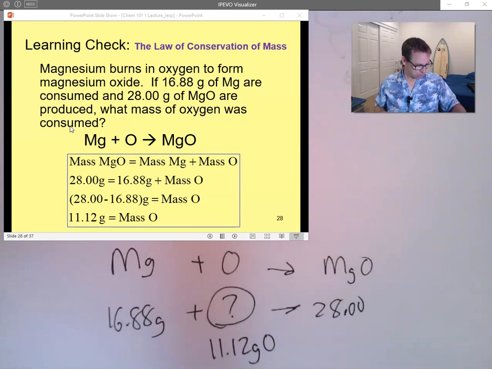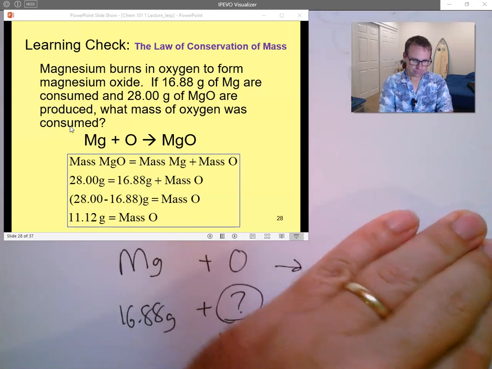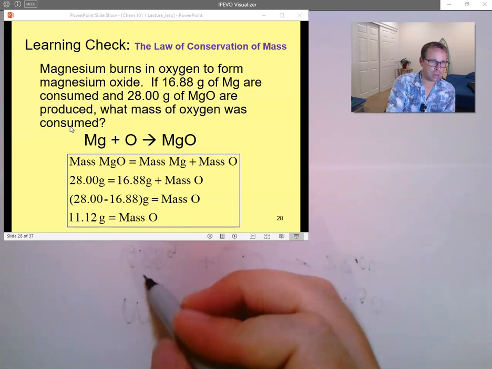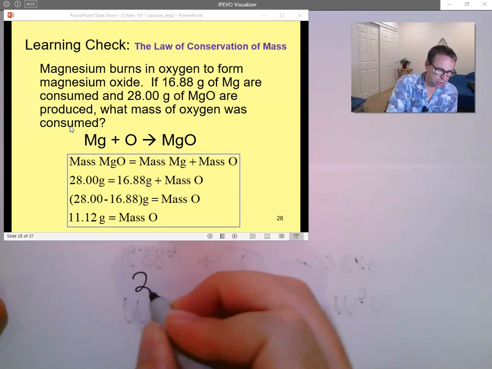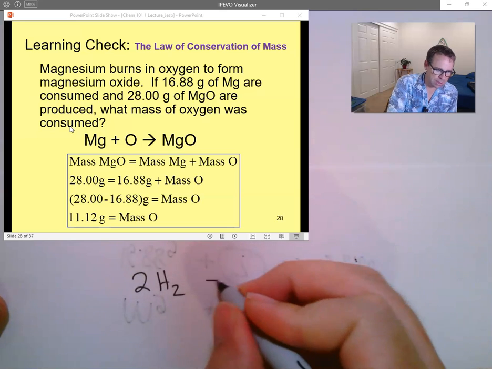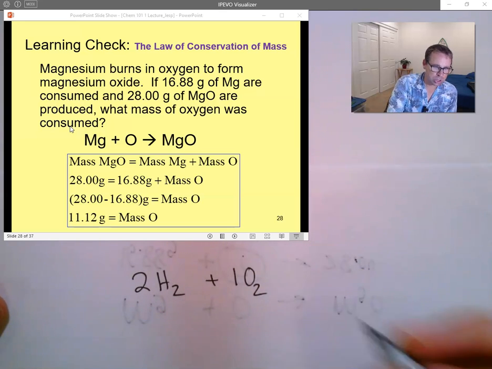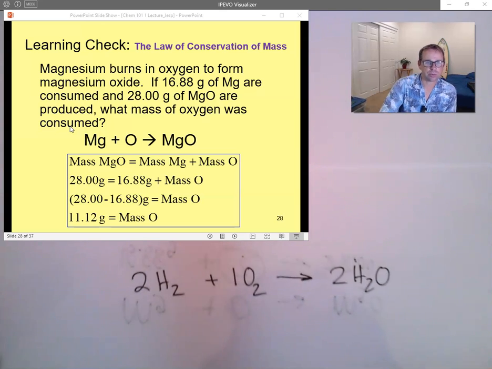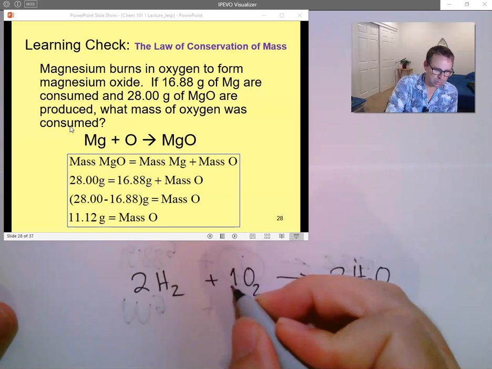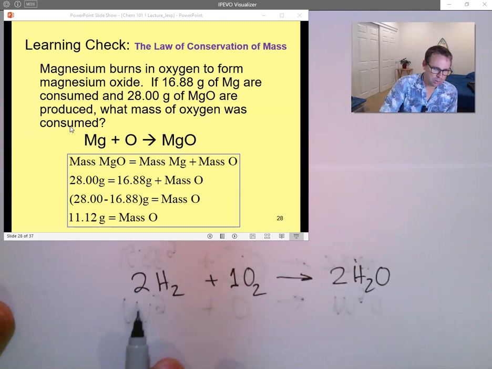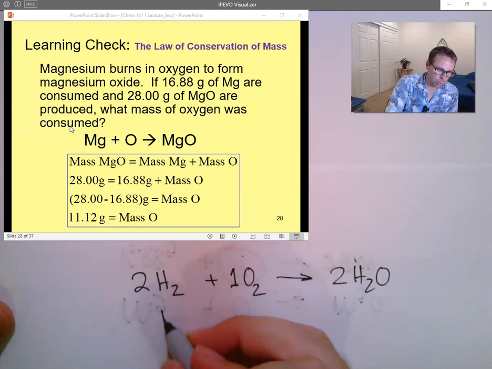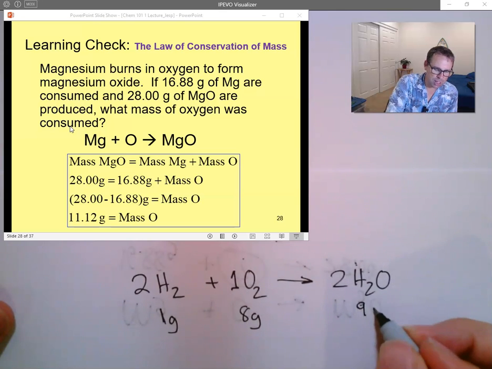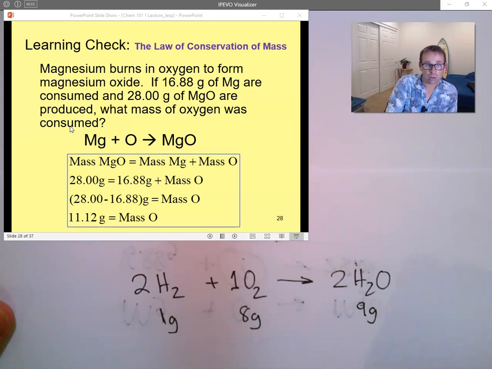Now remember, we also said that one example was if I had 2 hydrogen gases and I combined them with 1 oxygen gas, I would make 2 water molecules. All right, I'm going to make this 1 look more like a 1. And I said if I had 1 gram of hydrogen and 8 grams of oxygen, it would form 9 grams of water.